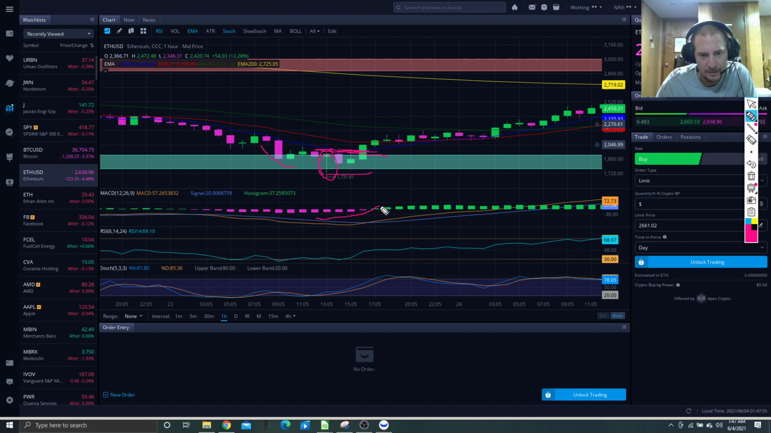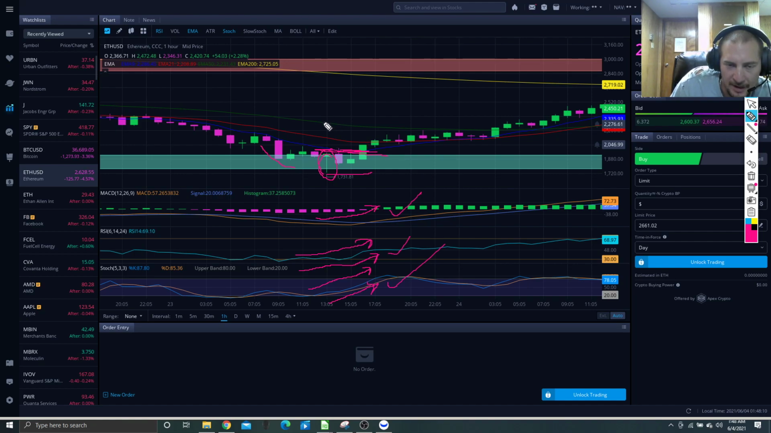You'll notice your MACD's crossing up, your RSI showing some bullish movement, stochastic showing bullish movement. So check, check, check. And another thing I like to look at is that I can get to at least 1 times risk before I hit this 50 EMA or this 200 EMA. So that's also a check. 1 times risk, that's another check mark. So all of these things don't have to be in a line, but the more things that are in a line, the higher probability your trade's going to be.